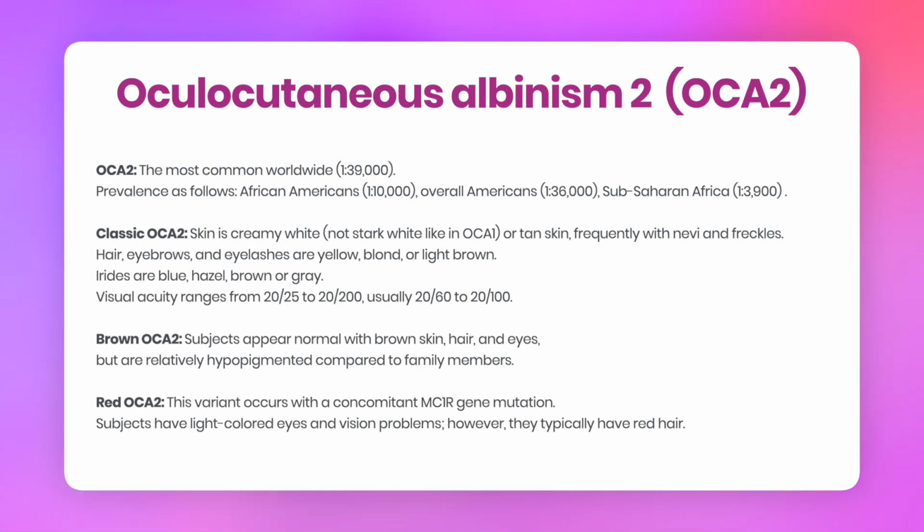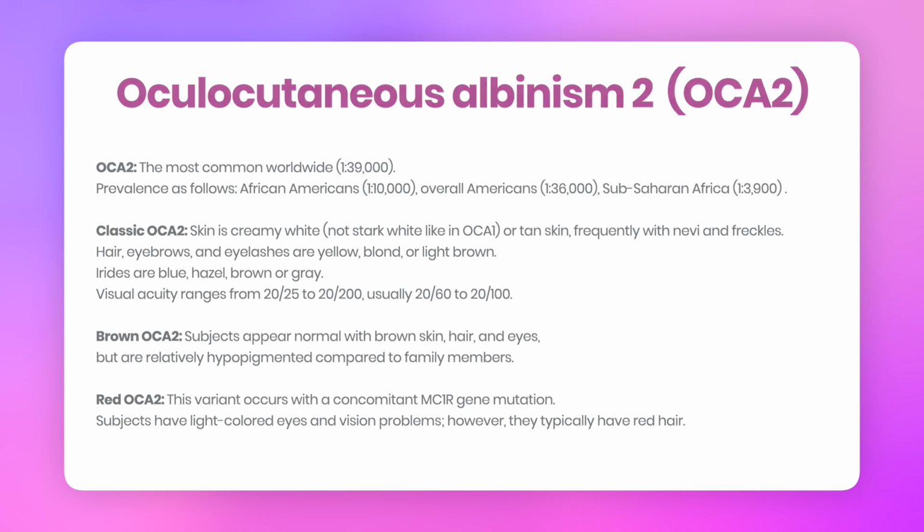There is the classic OCA 2, which again, this is the most common type in the world, tends to be more of a creamy white skin. And there is some pigment to the hair, but you can also have brown and red versions of OCA 2. And again, most common type of albinism in the world.